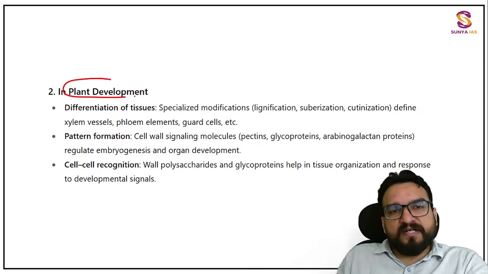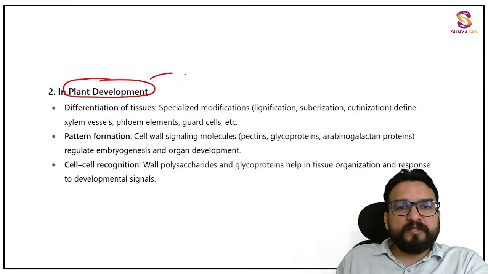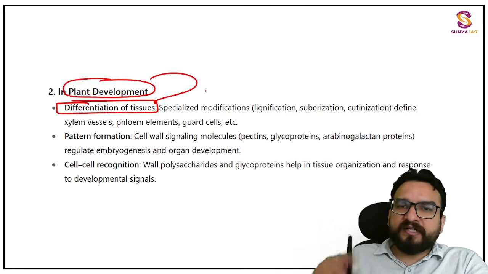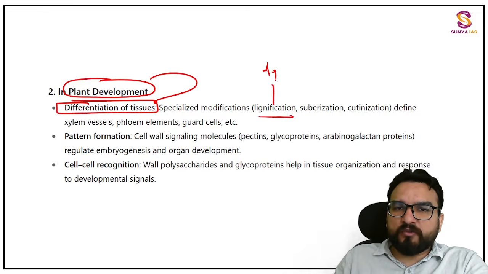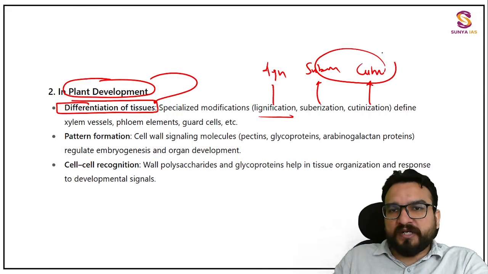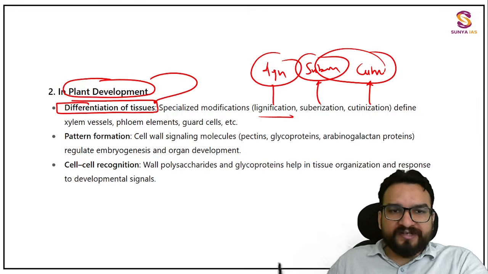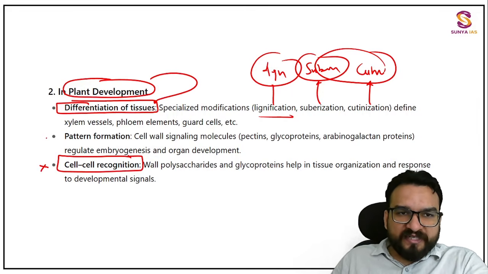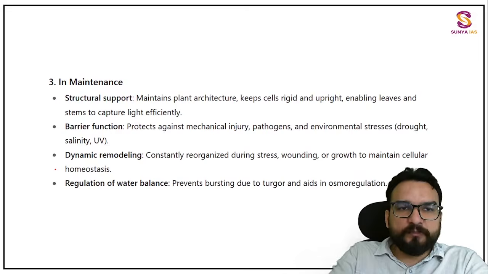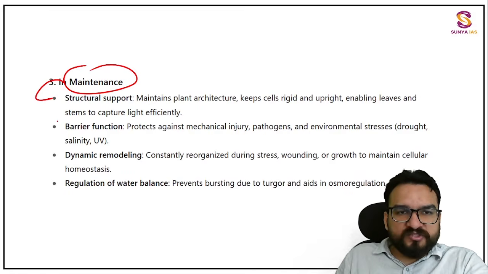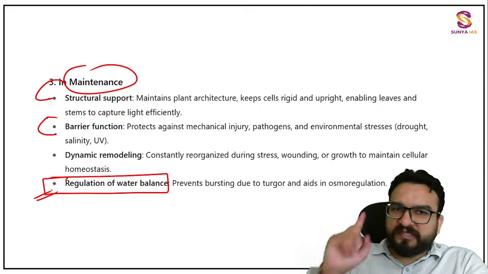Next is plant development. In plant development, you will see that it helps in differentiation of tissues. How it gets differentiated, later on, like lignification means lignin compound, suberization means suberin compound, cutinization means cutin compound, which the plant secondary cell wall is made up of. Pattern formation, cell to cell recognition happens here. Just read the points right now, no need to go into detail at this point of time. Okay. Maintenance: it provides structural support, barrier functions, regulating water balance. How it happens, later on you will understand.